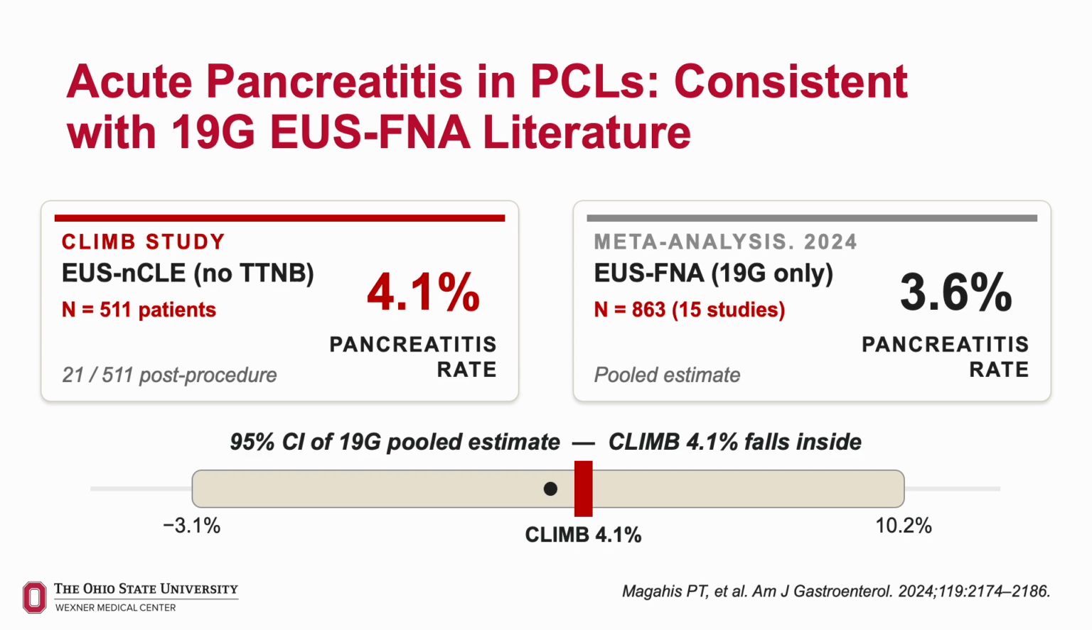Now, when you look at this recent study where they did a meta-analysis of nearly 900 patients who underwent FNA with a 19 gauge needle, that's just plain FNA with a 19 gauge needle in pancreatic cysts, the reported pancreatitis rate was 3.6%. And the rate of pancreatitis because of NCLE alone falls within that 95% confidence interval.